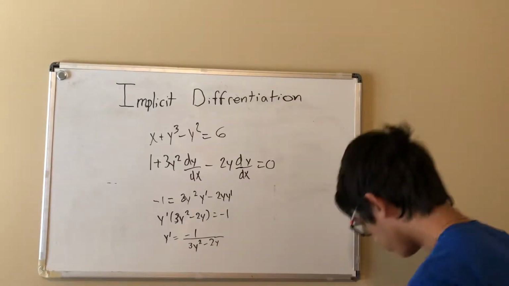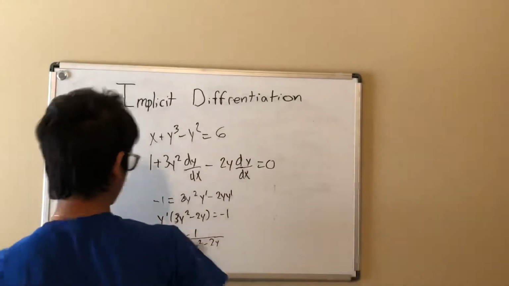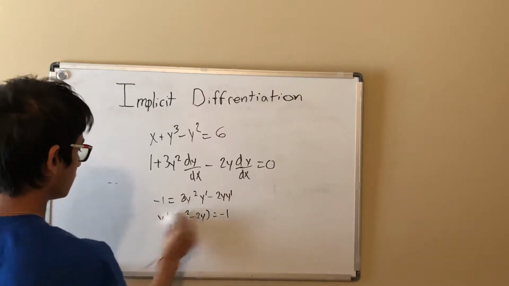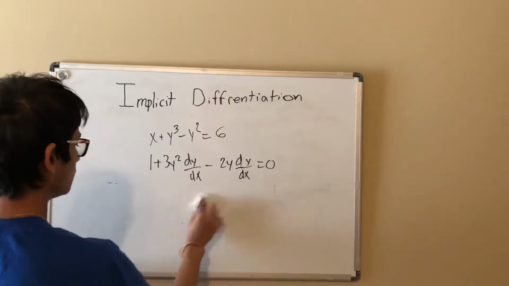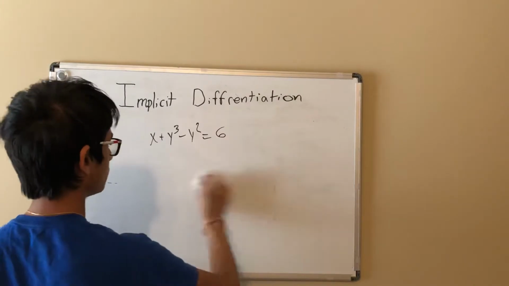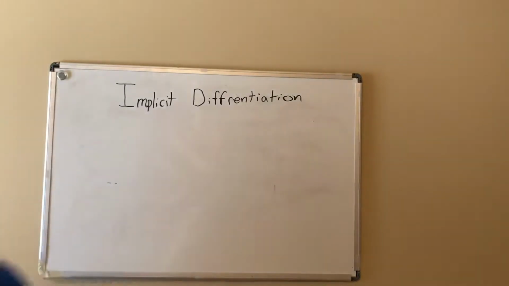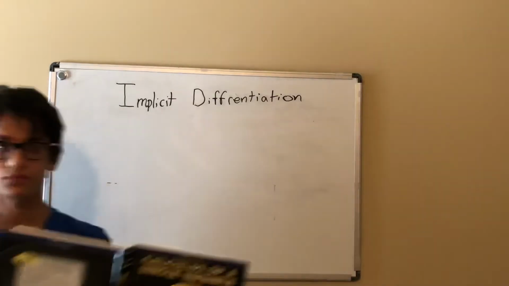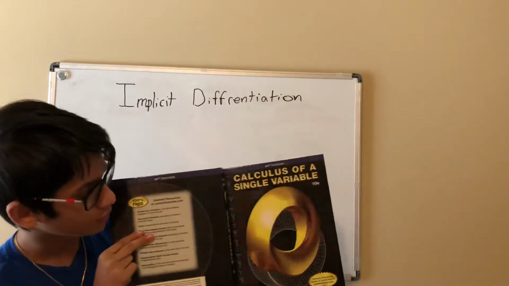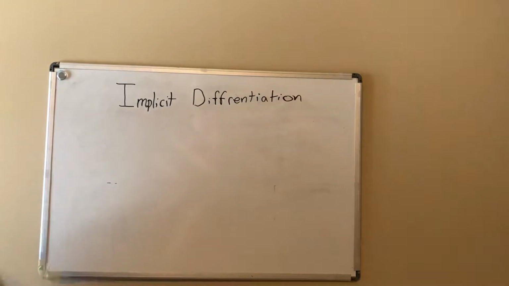So now that we have one example of implicit differentiation, let's go on to a textbook problem. If you have the following book, Calculus of a Single Variable 10E, you could probably find it online. I'm going to be on page 145, and let's just work through the first two problems.